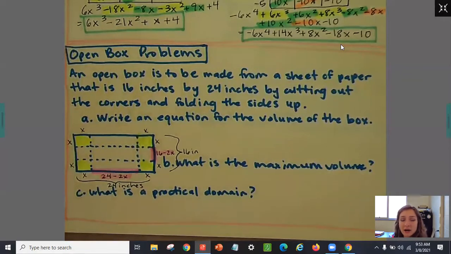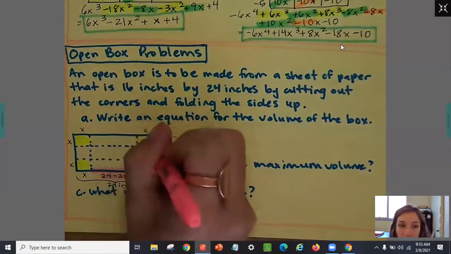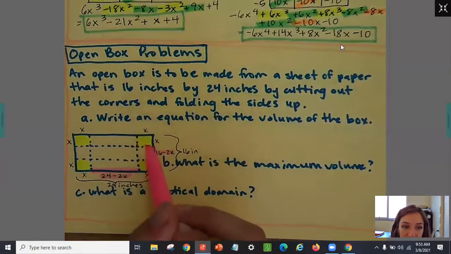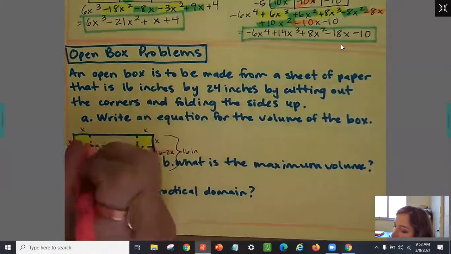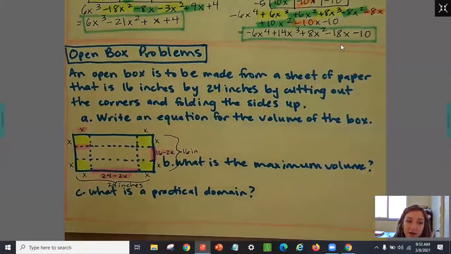Okay, and then we also have a height. Whenever we fold the sides up, this is going to be our height right here, this measurement right there. So that means that our height is actually going to be x. That's our height there, because whenever we fold that up, that is going to create something that's standing up. That's going to be the height of our box.